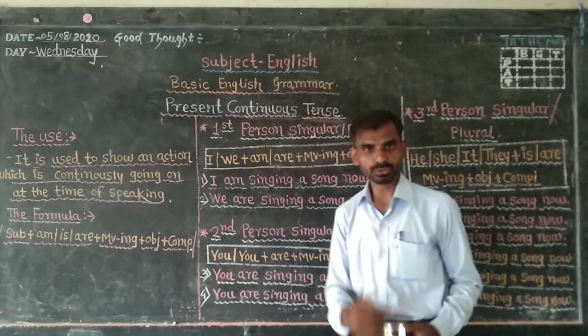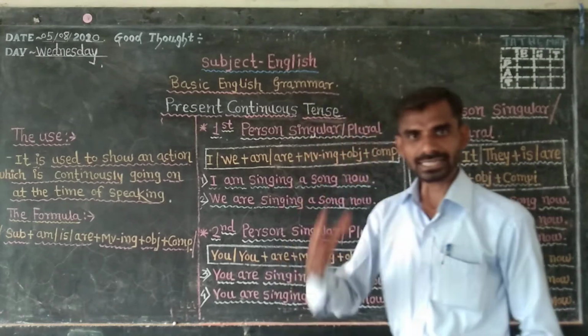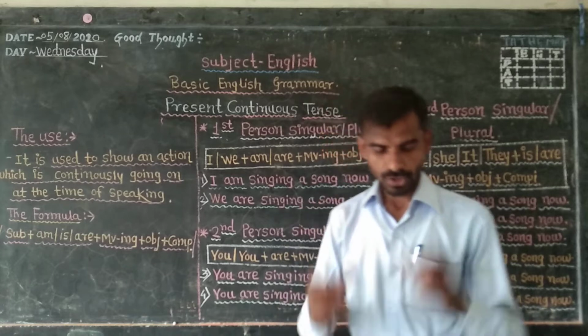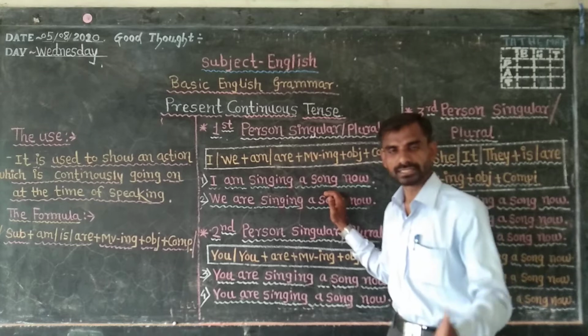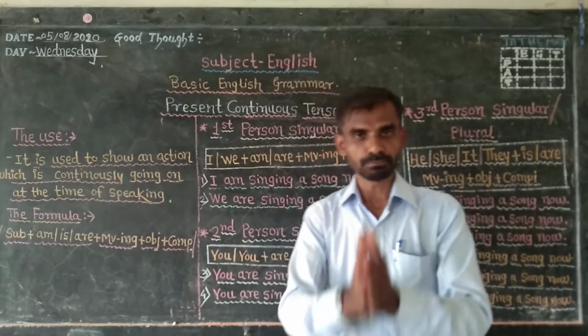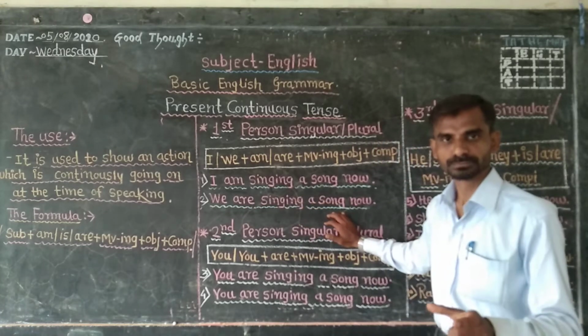Whenever I have to talk about myself, I have to say I am singing a song right now, or I am singing a song now. That is first person singular. Now let us talk about first person plural. We are singing a song now.